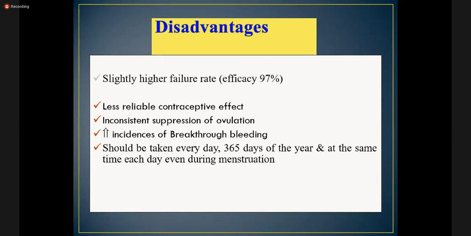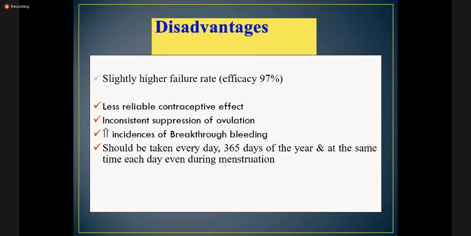Increased incidence of breakthrough bleeding. This is one of the problems, right? Normally at the end of the menstrual cycle there is bleeding, that is the menstrual blood flow. But within a complete cycle, if different episodes of bleeding occur other than the normal bleeding, that is called breakthrough bleeding. So if a female is on a progesterone-only pill, there are increased chances, or increased incidence, of breakthrough bleeding.